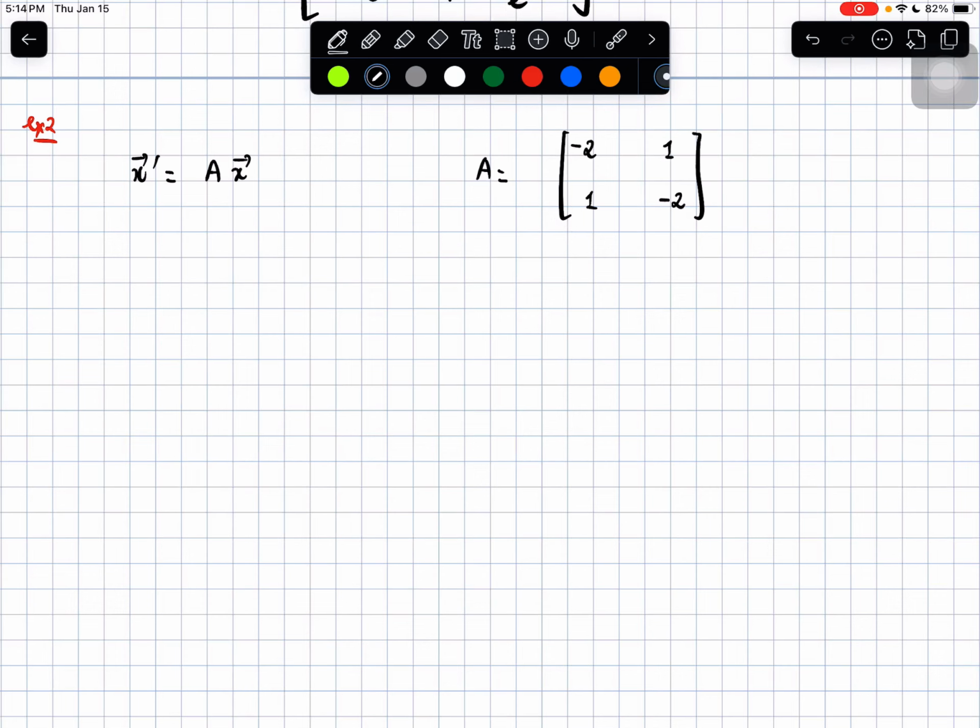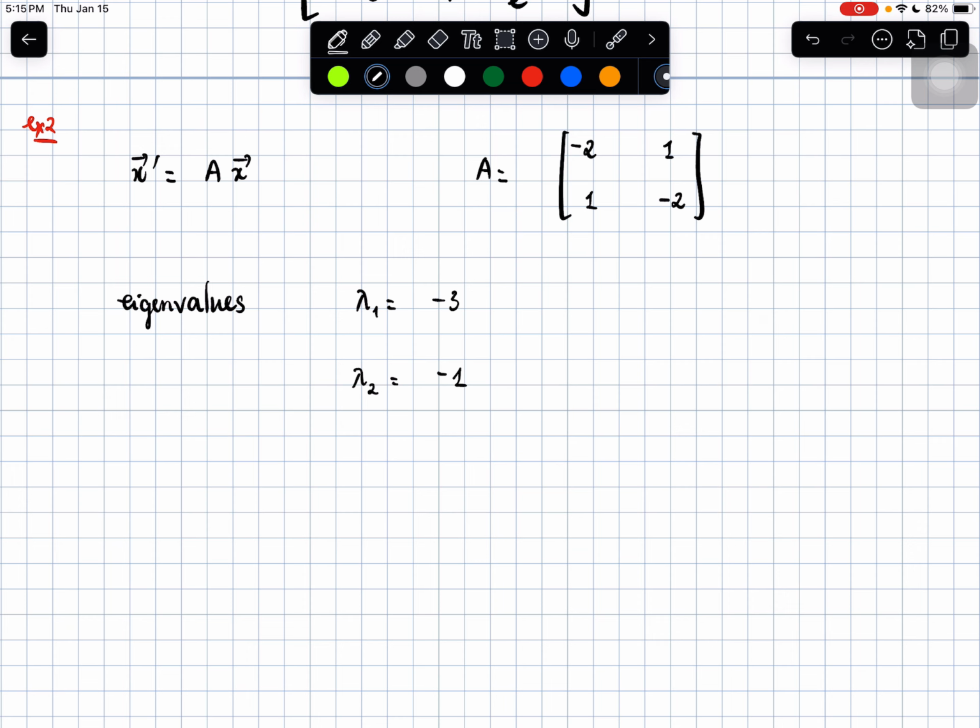Matrix A is [minus 2, 1; 1, minus 2]. When you solve the equation x prime equals A times x, we notice that this matrix is symmetric, so 1, 1 here. This is always diagonalizable. It has two eigenvalues, minus 3 and minus 1. Lambda 1 is minus 3, lambda 2 is minus 1.